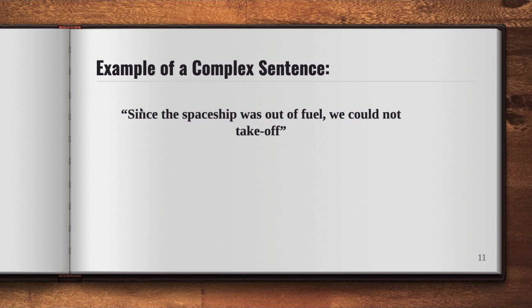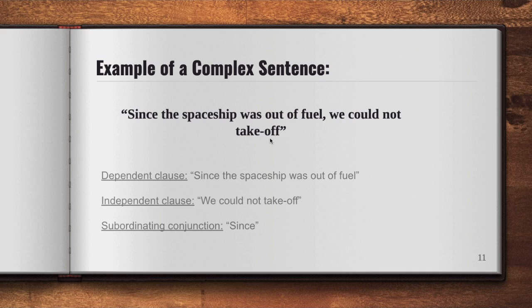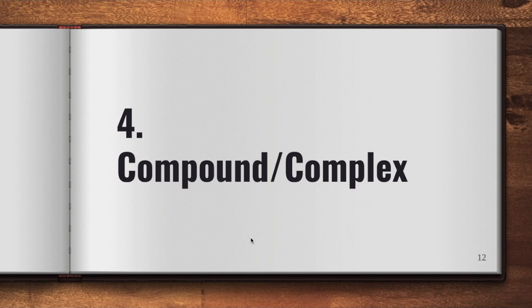If you take a look here, I had the spaceship was out of fuel as a sentence by itself. But because I added the word since before it, if I just say since the spaceship was out of fuel and nothing else after it, it wouldn't make sense by itself. So this is the dependent clause right here. And then we have we could not take off, and that stands alone by itself. So the dependent clause was since the spaceship was out of fuel. The independent clause is we could not take off. The subordinating conjunction was since.